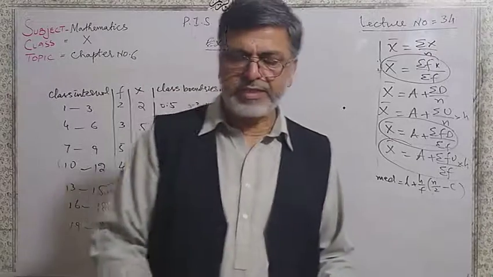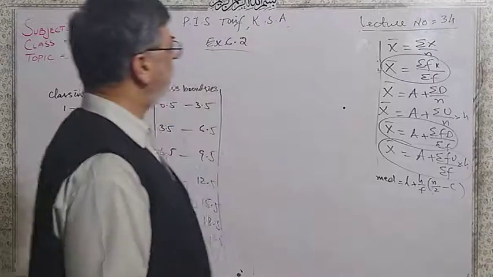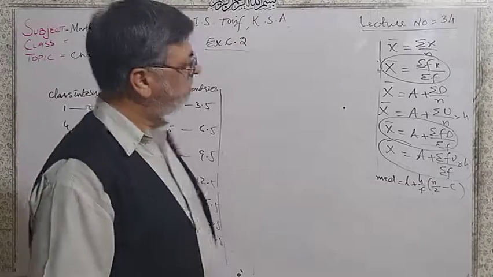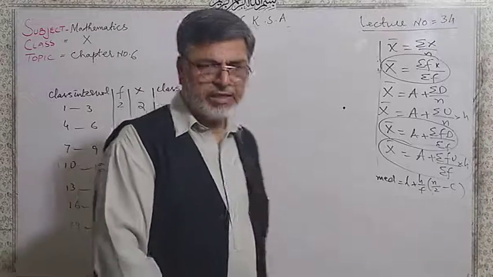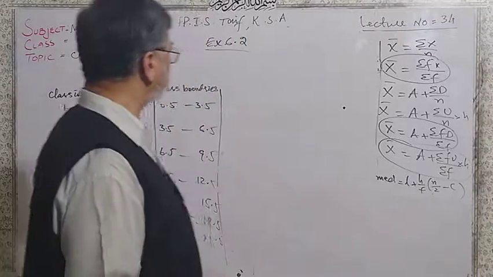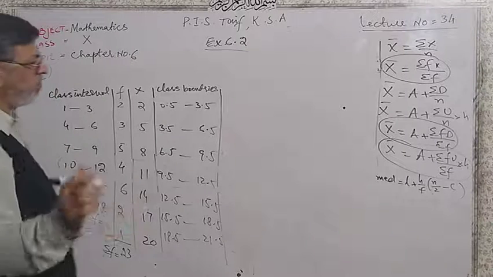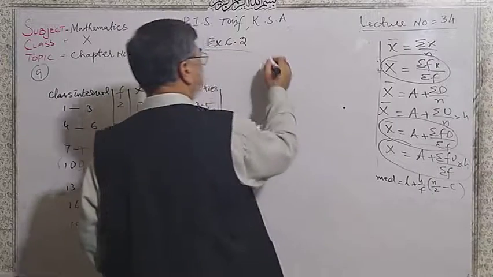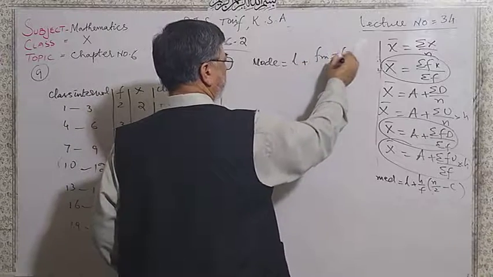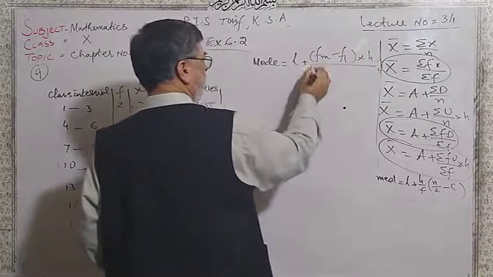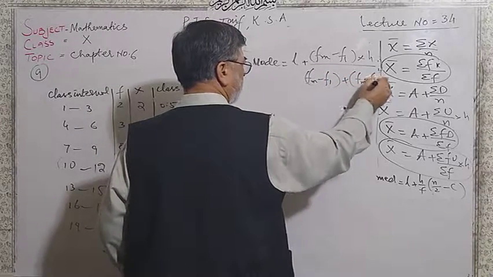Last time we started our question number 9 and we solved it for the arithmetic mean along with the median. Today we will continue our question number 9 for mode. In case of mode, I told you the formula was L plus (Fm minus F1) into h over (Fm minus F1) plus (Fm minus F2).